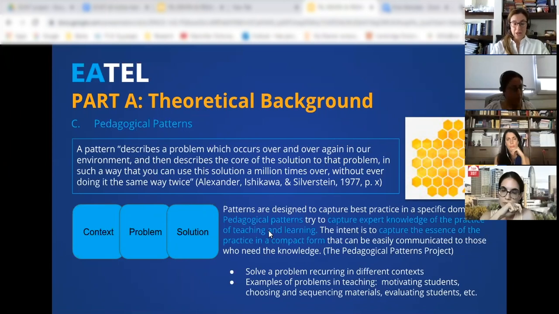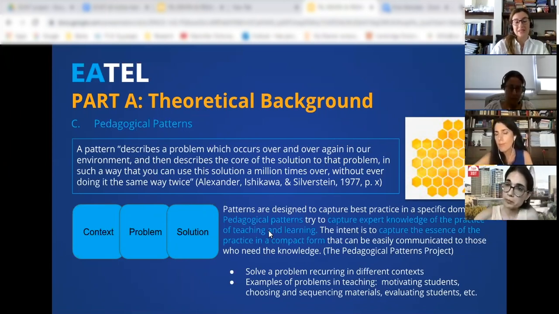Now, pedagogical patterns, learning patterns, or pedagogical design patterns, or even learning design patterns, these are all names that have been given to pedagogical patterns. As they can be found in literature, they try to capture expert knowledge of the practice of teaching and learning. They tend to capture the essence of the practice in a compact form that can be easily communicated to those who need the knowledge. In other words, they aim at solving problems recurring in different contexts, educational contexts in this case. And some examples of such problems are motivating students, choosing and sequencing materials, evaluating students, and so on and so forth.